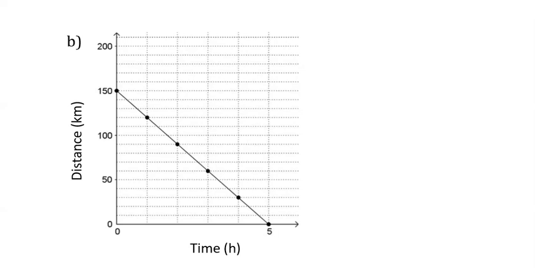So if I pick 2 points, again, these look like they're counting by 1, 2, 3, 4, 5, so they're going up by tens. So that's 110, 120 in 1 hour. You don't have to use the same ones as me. This looks like 4 hours, and it looks like 30.